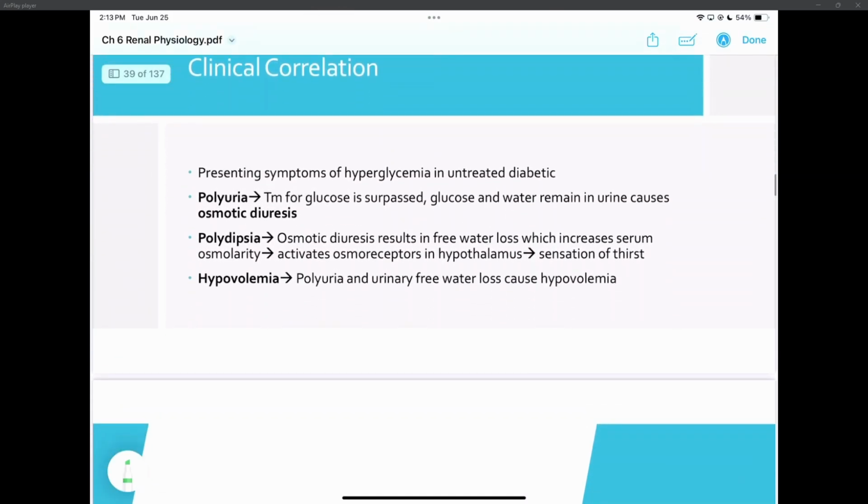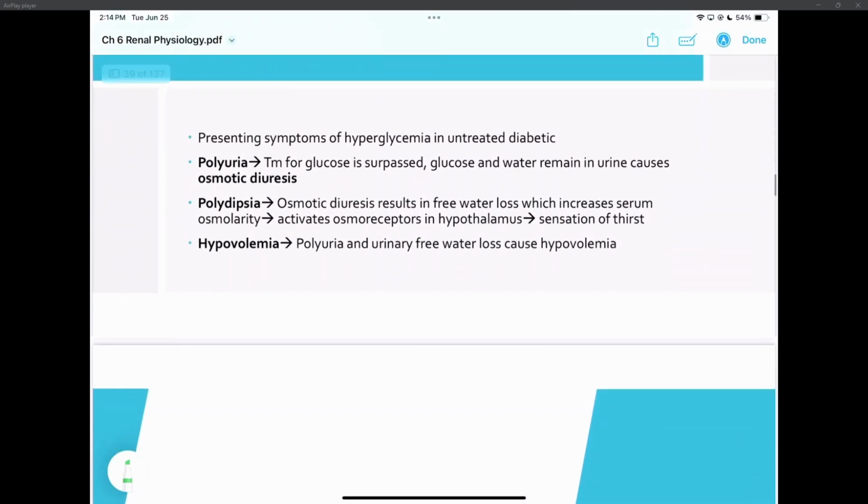So presenting symptoms for hyperglycemia in an untreated diabetic, they get polyuria. What's that? Increased urine. So why? Once our transport mechanism for glucose is surpassed, glucose and water remain in the urine, causing an osmotic diuresis. Glucose is in the urine now. It's going to want to dilute that out, so it's going to add more water in. Therefore, you're going to create more urine. You're going to pee more.